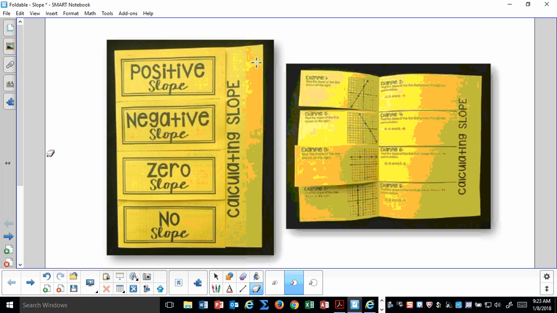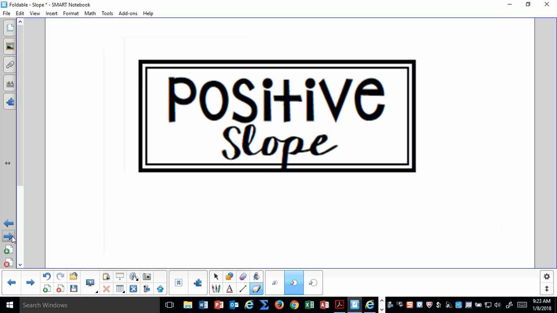Today we'll practice calculating slope using both a graph, so we'll calculate it graphically, and using the slope formula, calculating algebraically. We'll be looking at a positive slope, a negative slope, a zero slope, and no slope. So let's start with a positive slope.